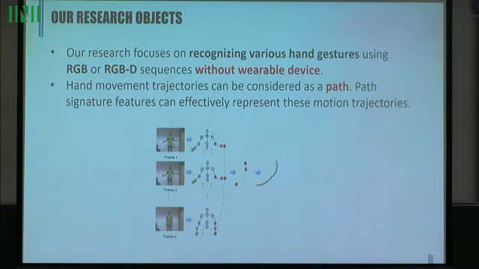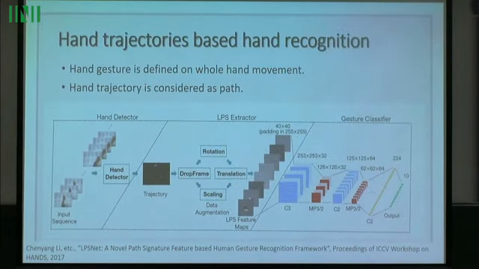When you characterize the hand movement as a set of trajectories, no matter finger trajectory or hand movement trajectory, all those trajectories can be represented as a path, a temporal path. And then these paths can be further characterized by path signature features. So this is our fundamental idea here. Okay, I will introduce two frameworks we propose, but the first one is the hand trajectory-based hand recognition.